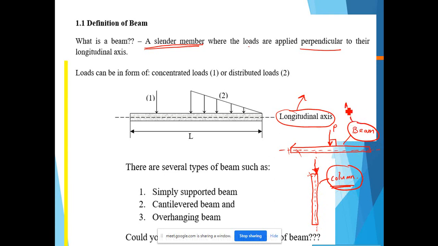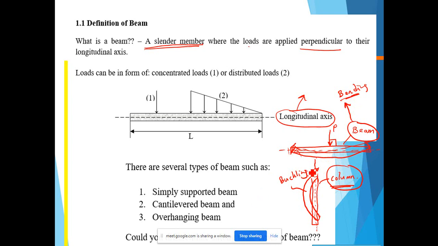The beam is normally subjected to bending moment, which means that it will bend. For a column, it will also bend, but the mode of failure here we call buckling. So this is what we call buckling, and this is what we call bending. So the beam will bend, the column will buckle.